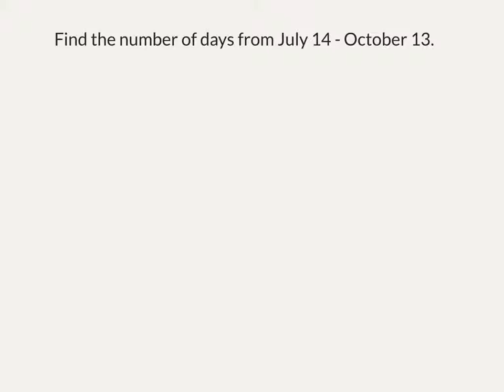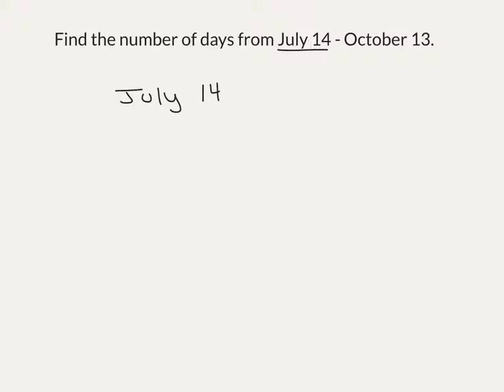Find the number of days from July 14th to October 13th. For this problem, we want to find the number of days between two dates that were given. So we're going to go month by month until we reach October 13th, and we'll list the number of days in each month. At the end, we'll add up all of the days to get the total number of days between those two dates. We're first going to start with July 14th.